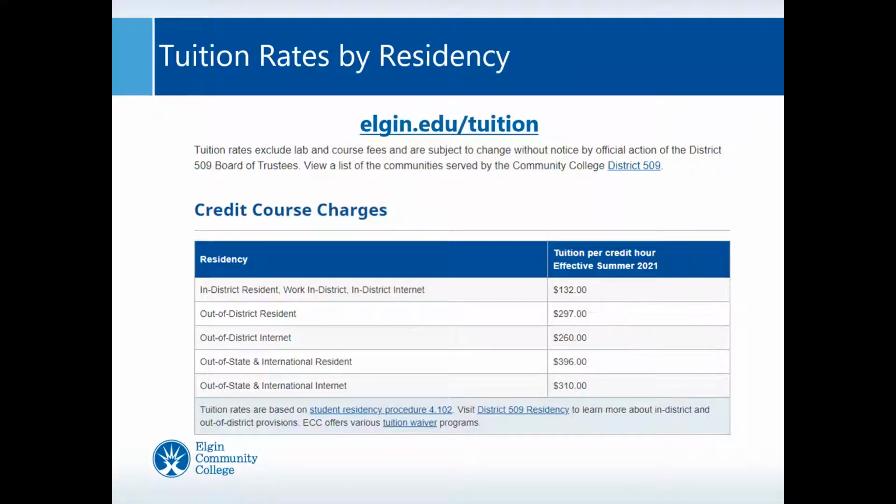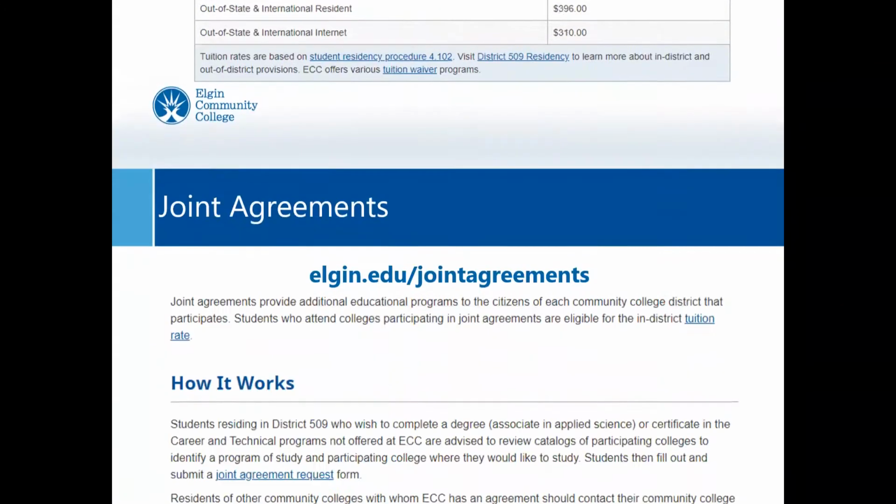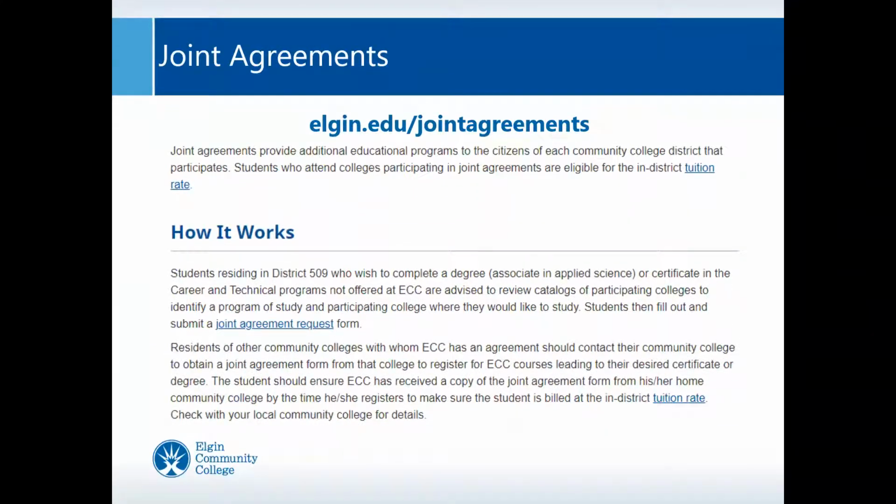As a reminder, this information is for 21-22. If tuition rates change, they will most likely be effective for a summer term. At ECC, the summer term leads the academic year. If you are out of ECC's district, there may be a way for you to attend at in-district rates. Visit the Joint Agreements webpage for more information.